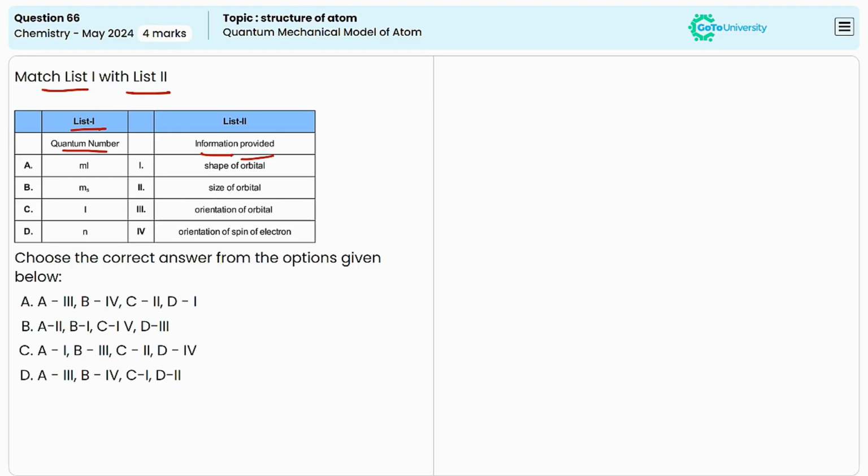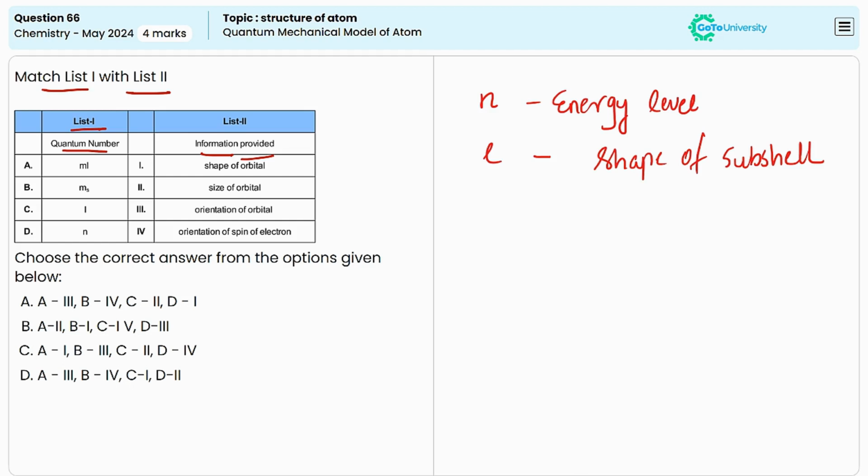We have 4 different types of quantum numbers. The first one is the principal quantum number, denoted by the small letter n. It indicates the main energy level or shell in which the electrons are present. The second one is the angular momentum quantum number or azimuthal quantum number, represented by the small letter l. This defines the shape of the orbital or subshell and it has the values from 0 to n minus 1.